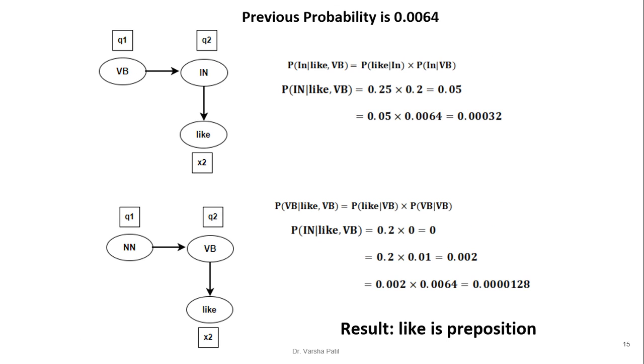Next is like, so like may be preposition or verb. Again we take the state transition and emission probability matrix, and we are getting the answer of 0.0032, and this other number is very small, so here we get the probability that like is a preposition. So this is our answer.